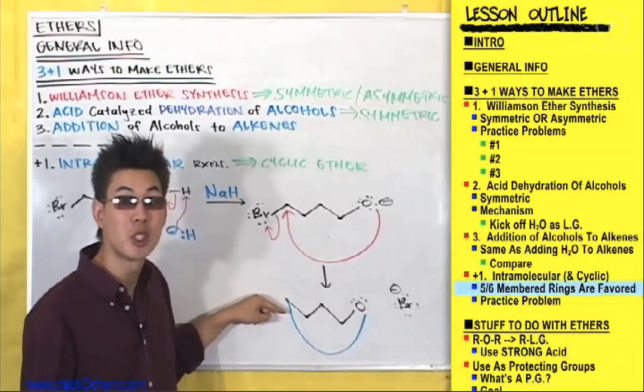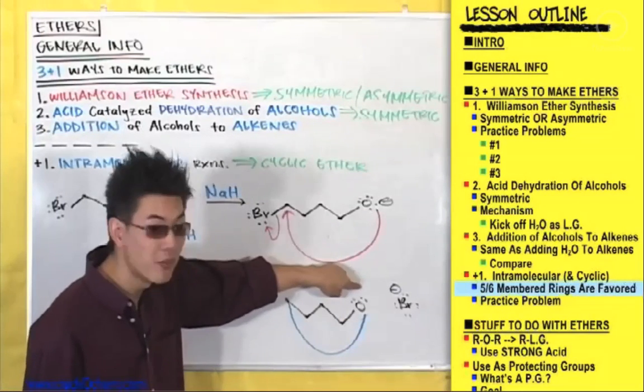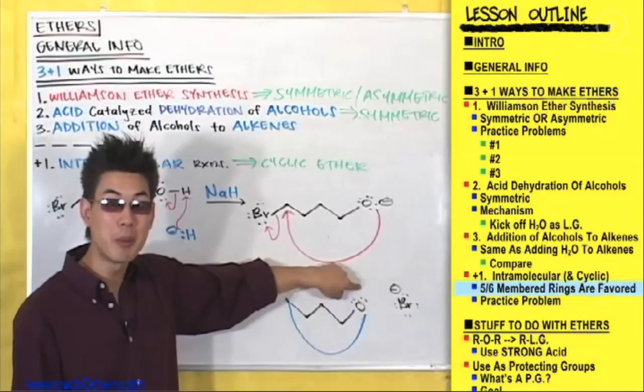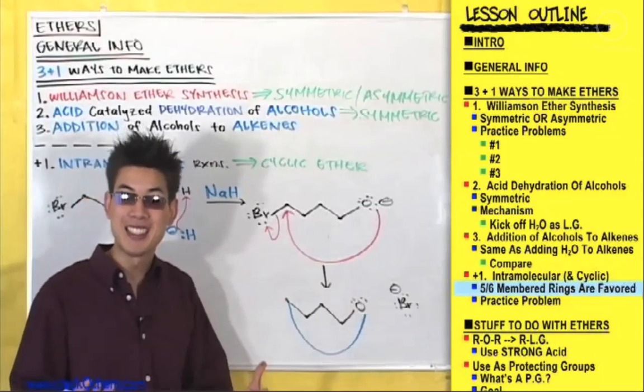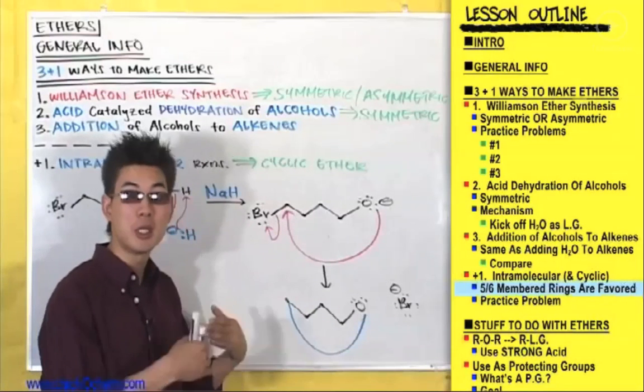And how many members are in this ring? Well, let's count them up. 1, 2, 3, 4, 5 members in this ring. And what's the shape of a 5-membered ring? A pentagon, right? So after you get to this stage, you just count up the members in the ring. You say, hey, this is a 5-member ring. That's going to be a pentagon.